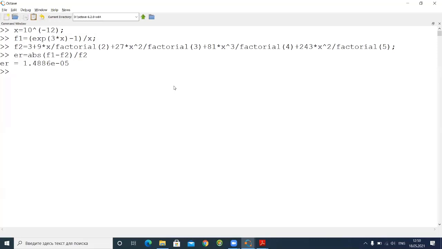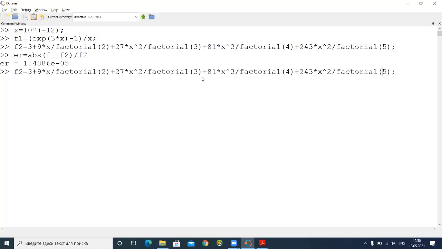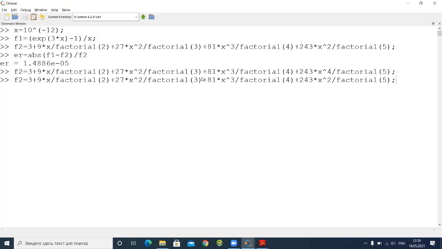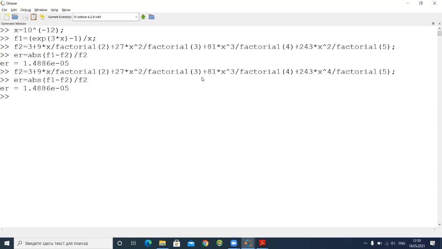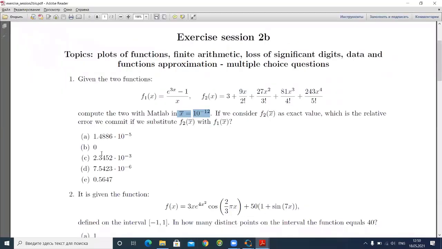Teacher, there's a mistake in the power of x in the last equation. Sorry. Yes. Sorry. F4 here, of course. And error. So, but we have the same errors. Okay, so you can see the error between them. It's equal to 1.4886 times 10 to the power of minus 5. So do we have this number? Yes, this is A. So the correct answer is A here.